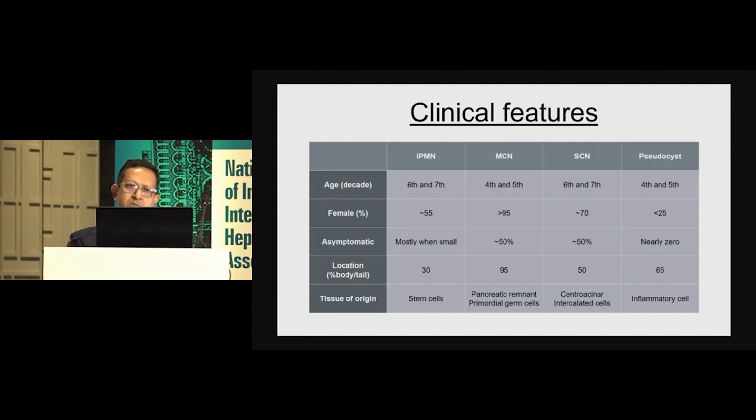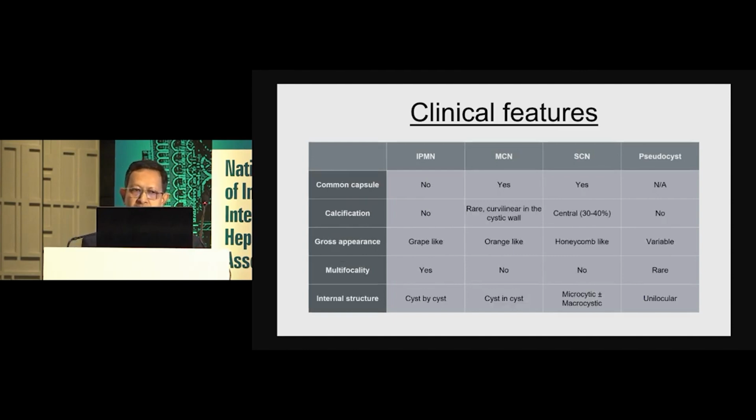So there are some important, interesting features in the clinical features of cystic neoplasms of the pancreas. The tissue of origin is very interesting. In IPMN, the stem cells usually reside in the epithelial lining of the main pancreatic duct or the branch ducts, from where the neoplasm arises. In MCN, there is some doubt whether pancreatic remnants are there, or whether it is the persistence of primordial germ cells at that region during their migration. In ACN, it usually arises from the centroacinar or intercalated cells.